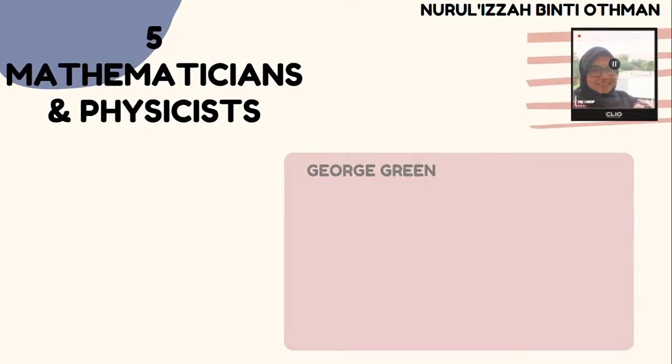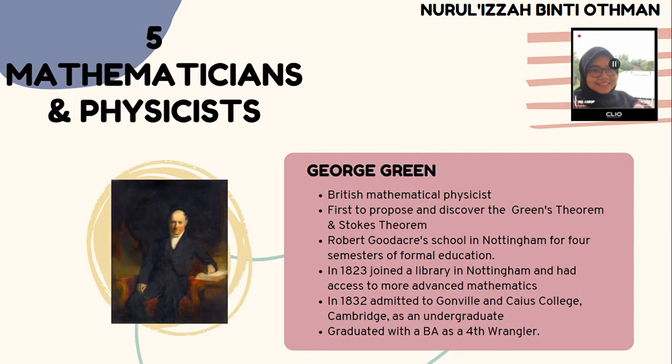My name is Nuriza binti Osman. I would like to present 5 mathematicians and physicists. First, George Green. George Green was a British mathematical physicist. He was the first to propose and discover the theorem which is recognized today as Green theorem and Stokes theorem.